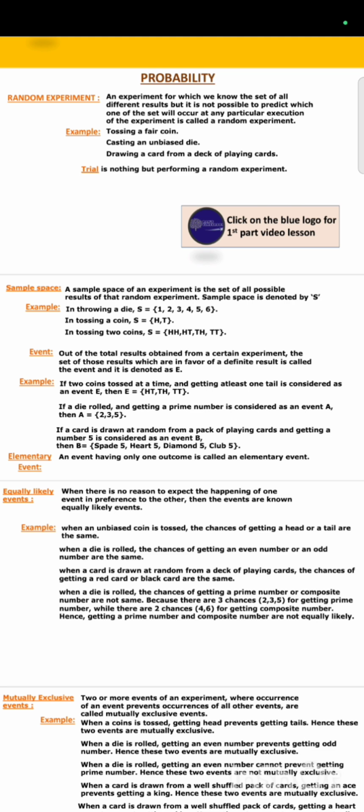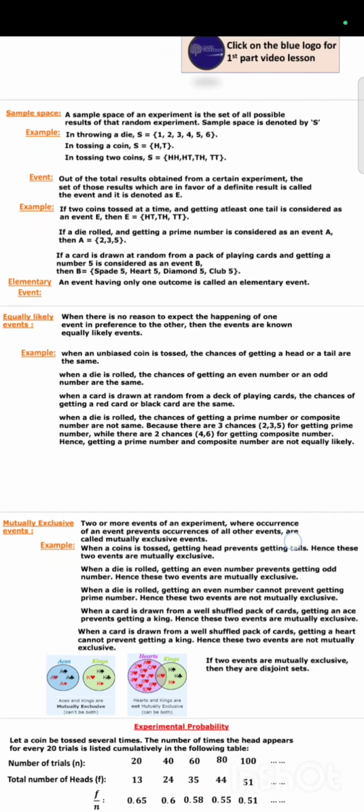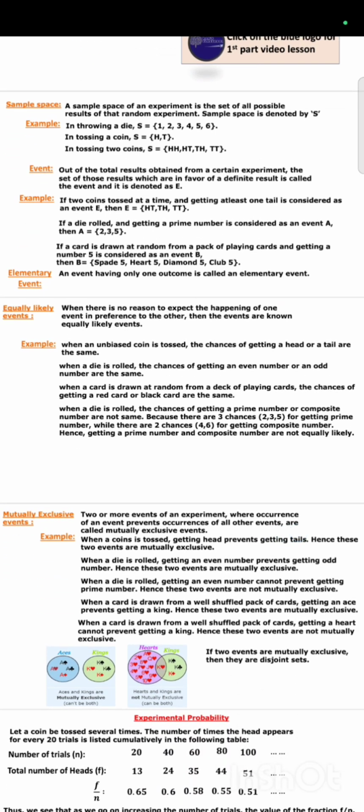Now, equally likely events. What do equally likely events mean? When there is no reason to expect the happening of one event in preference to the other, then the events are known as equally likely events. In other words, two or more events are said to be equally likely if each one of them has an equal chance of occurrence.